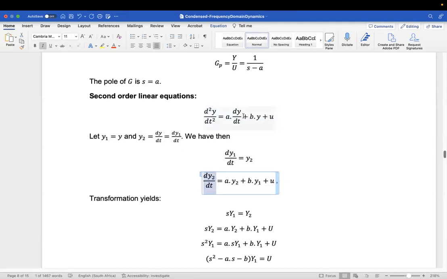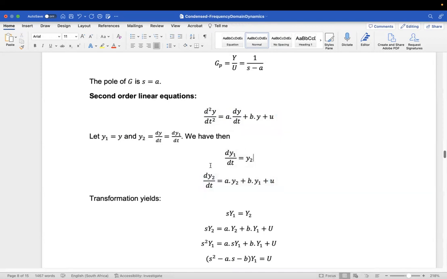Then continuing with that, we can also recognize that here, instead of writing dy/dt, we can just replace this with a y2. So this is a·y2. And then here we can't use a y2 because the order isn't high enough. So here we can just write this as b·y1. And then the u, there's no reason to do anything there.